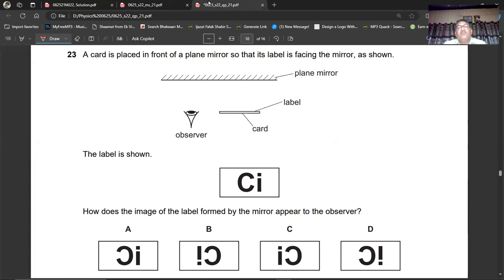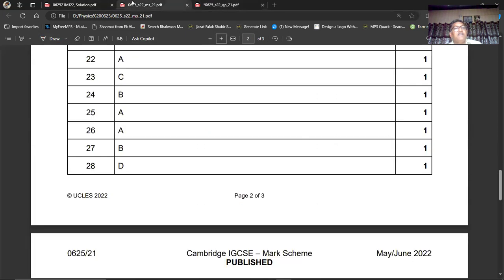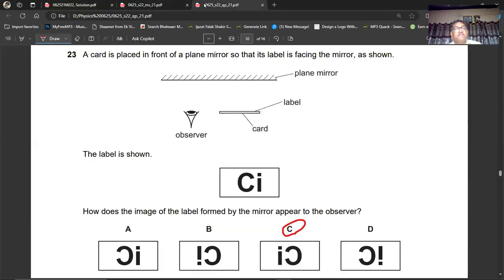How the label is shown, C and I is written there. How does the image of the label form in the mirror? I will appear on this side, C will appear on this side. The right will become left, left will become right. I think C is the right choice, sir. Very simple, straightforward, famous question. Question number 23, C is the right answer, sir.